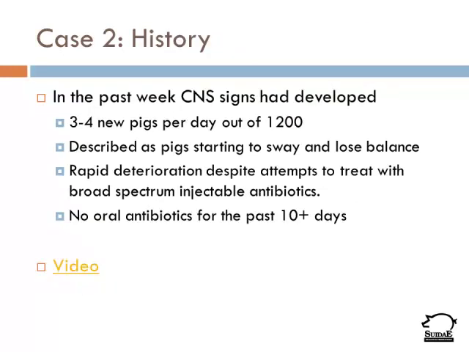So I went in there, and they had about 3 to 4 new pigs per day displaying central nervous system signs out of 1,200, and they were described as pigs starting to sway and lose balance. So I went through the site, looked again at the pigs, and there were several pigs that were down and paddling. They had rapid deterioration again despite antibiotic use, and in this case they hadn't pulsed any antibiotics through the water for 10 days.